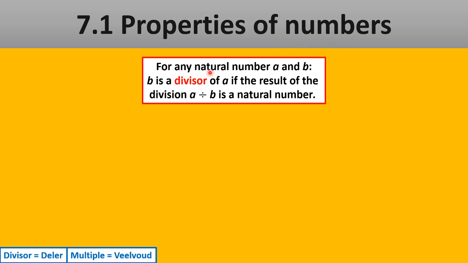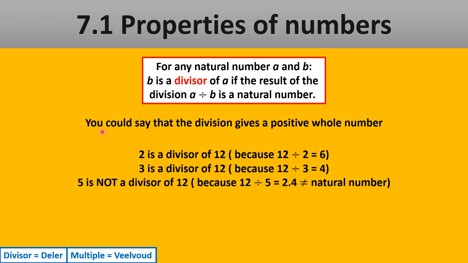The book says for any natural number a and b, remember a and b are placeholders, they can be any numbers, b is a divisor of a if the result of the division a divided by b is a natural number. And divisor in this case means een deler. So, for example, you could also say in more easy to understand English that the division gives a positive whole number, also known as a natural number. 2 is a divisor of 12 in this case, because 12 divided by 2 equals 6. 3 is also a divisor of 12, because 12 divided by 3 is 4.